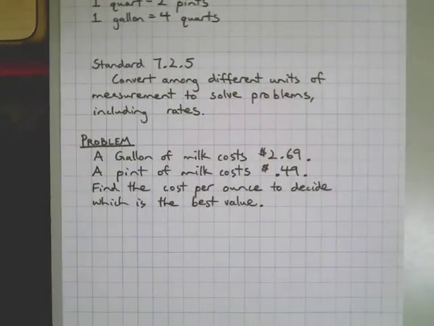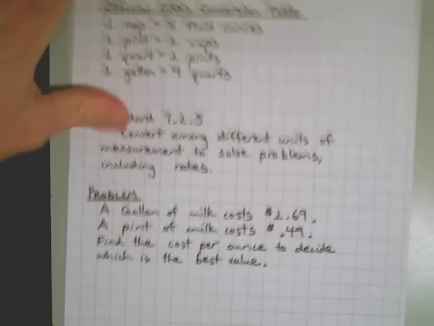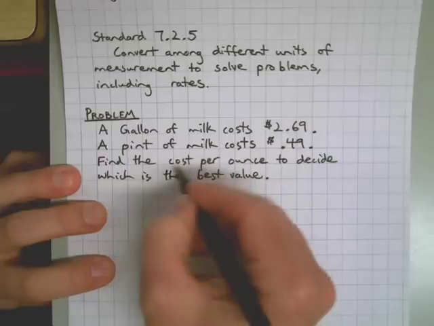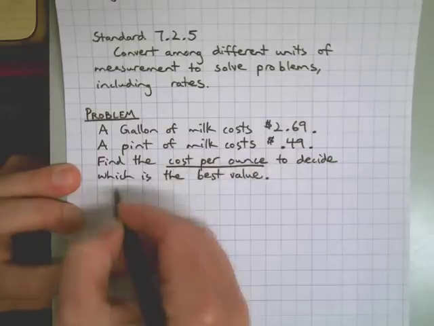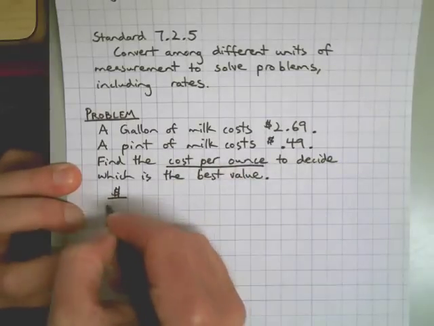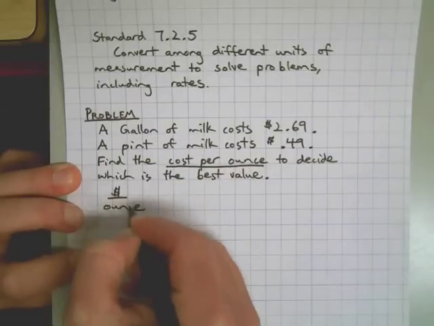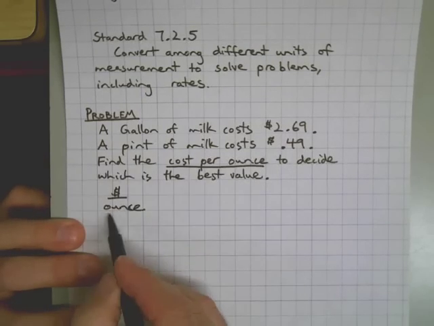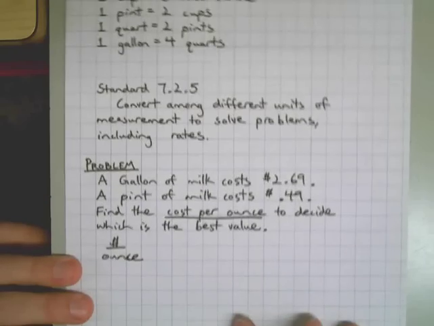A gallon of milk costs $2.69. A pint costs 49 cents. Find the cost per ounce to decide which is the best value. All right, so here's how we do this. We have a couple of things going on. First, here's what we're trying to solve. We want to find the cost per ounce. So we want to take the gallon and the pint and end up changing it into ounces.